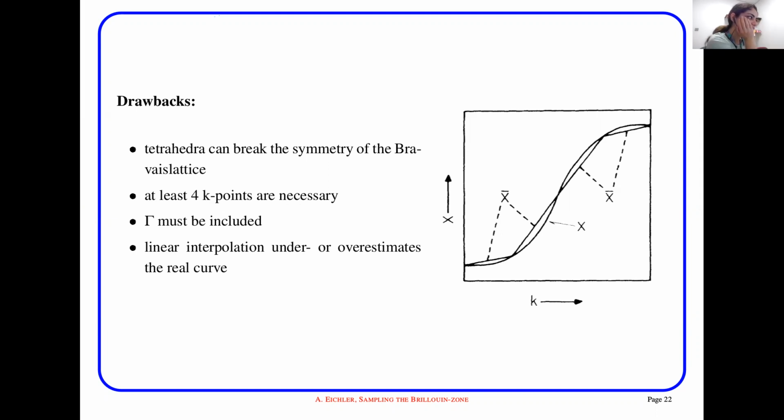For that reason, because at the end you are doing an interpolation, and in order to do an interpolation you need enough points, because if you have just one point, you cannot interpolate anything. And as it's clear here, whenever you're interpolating, you can also under or overestimate the real value.